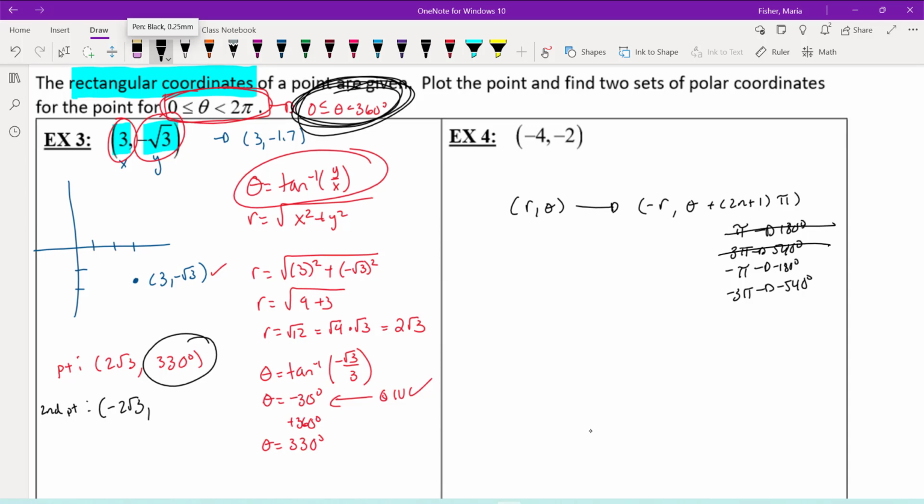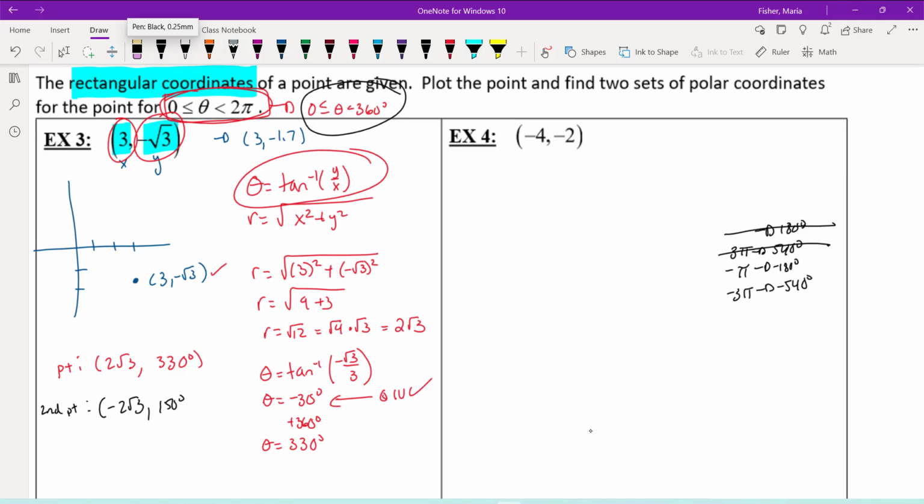Adding 540 would be the same thing, but if I subtract 180 from it, so if I take 330 degrees and I subtract 180, I'm at 150 degrees. That's within the parameters of 0 and 360. That would be my second point. So the 2 points here are 2 root 3, 330 degrees, and negative 2 square root of 3, 150 degrees.